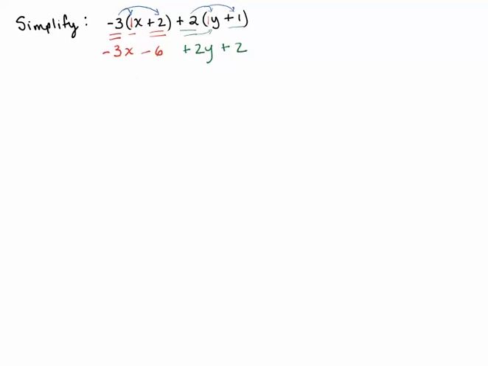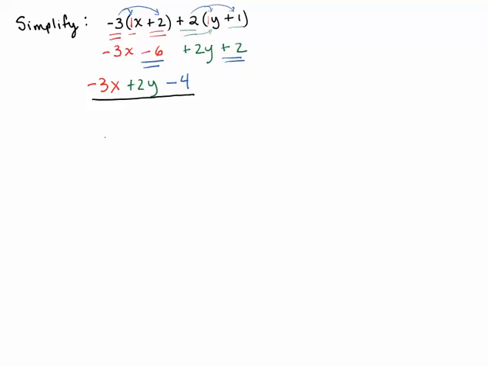And only 2 of them are like terms, and those are the constant terms, the -6 and the positive 2. So combining a -6 and a positive 2 would give us a -4. And then all that we can do is copy the other terms down. We usually put them in alphabetical order, so I'll put the -3x first, and then the plus 2y. So as a final answer, we would get -3x plus 2y minus 4.